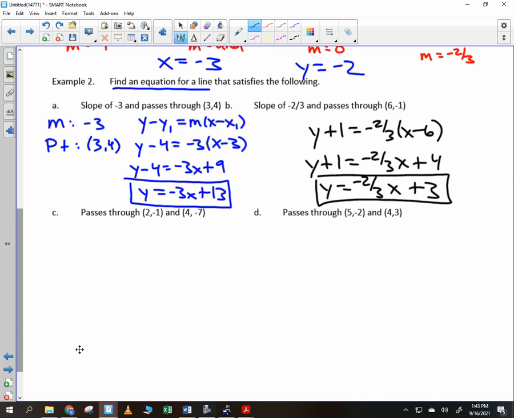Did I do that correctly? Any questions on letter B?